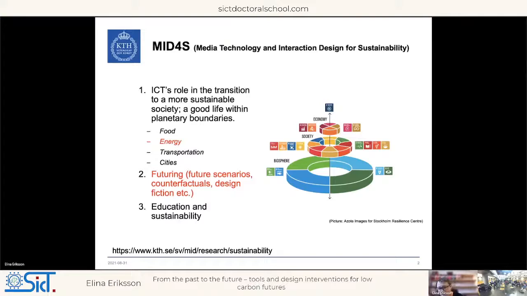And I saw Mael waving his hand to me. Yay! He used to be my student. So thank you, Mael, for welcoming me to this situation. So today I'm going to talk about futuring and energy. That's why they are red on the slide here.